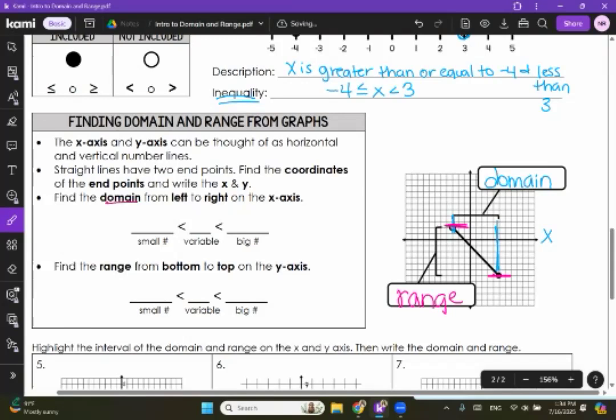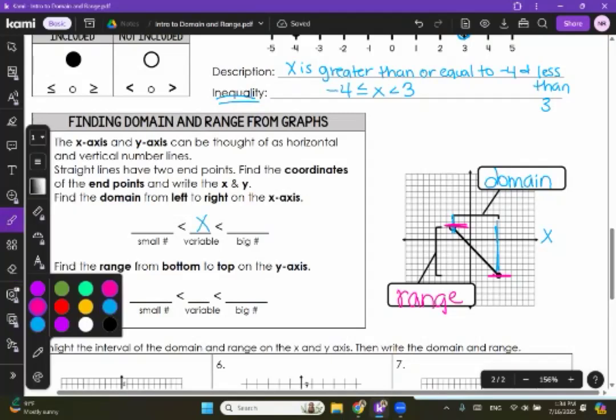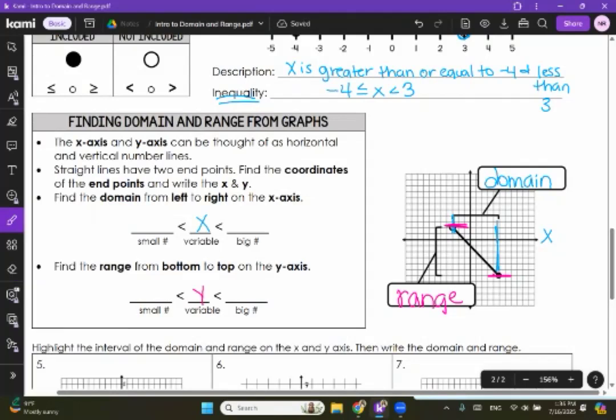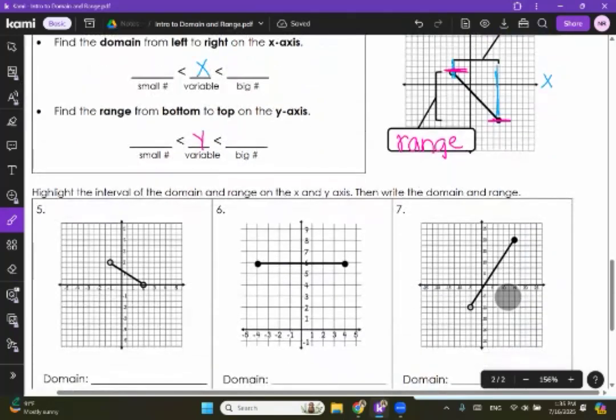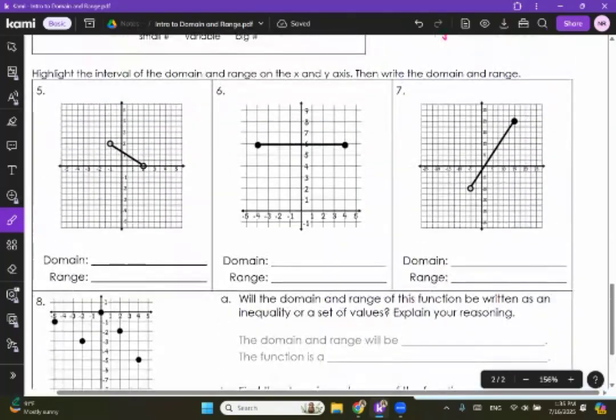So for the domain, you're going to fill in the middle with an x. For range, you're going to fill in the middle with a y, okay? And you'll fill in the numbers here as we go. I'll show you how to do that with these examples right here.